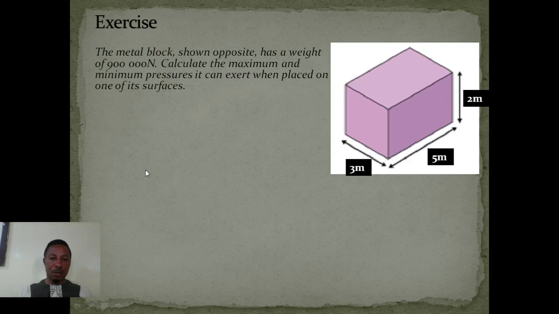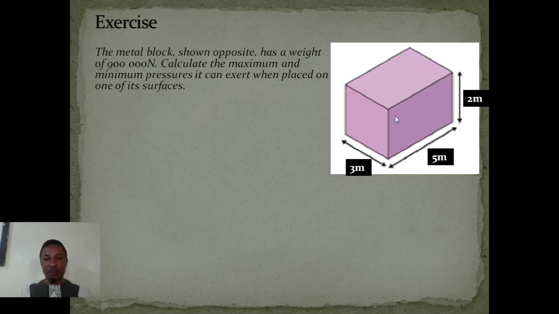Okay, so the next one is a similar question. If you actually understood the concept of maximum and minimum pressure, this is just a simple question to you, but not to worry, we're going to solve it together. Now here in this question we have a metal block. The metal block shown opposite, by the side, has a weight of 900,000 Newton. Calculate the maximum and minimum pressure it can exert when placed on its surface.